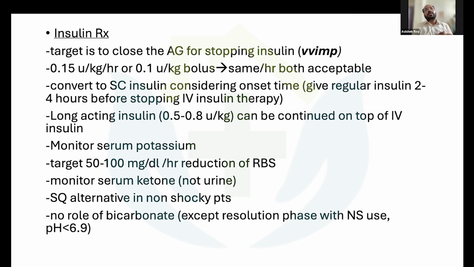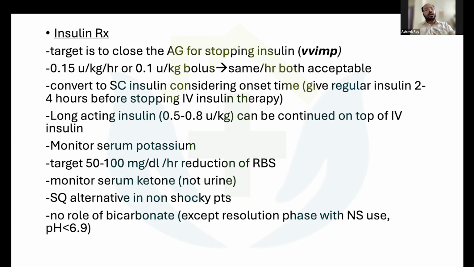When you convert the IV insulin to subcutaneous insulin, what you should consider is that your anion gap is closed and the patient's sugar levels are relatively lower, around 200, 250 to 300. When the anion gap is closed, always switch over from IV to subcut.